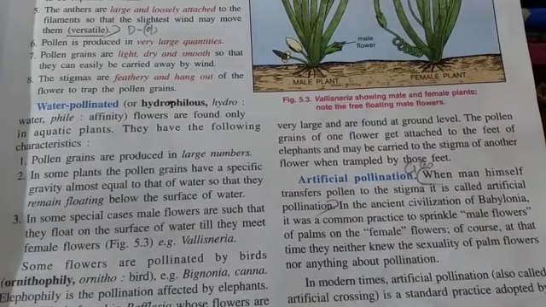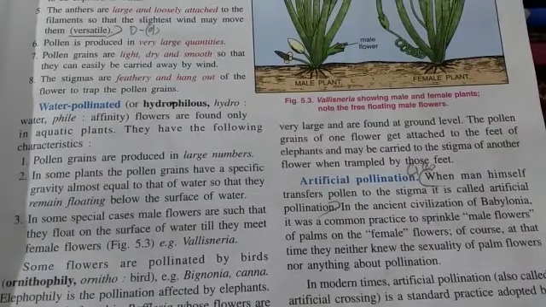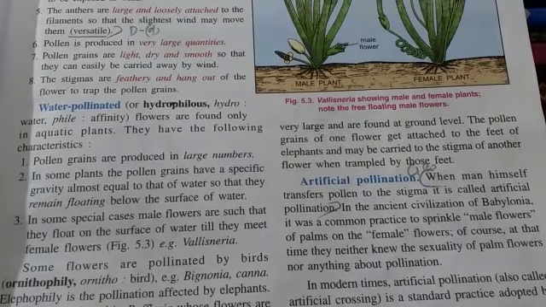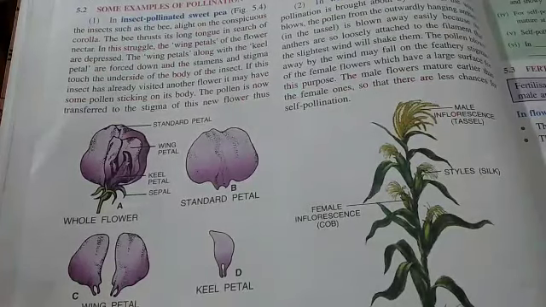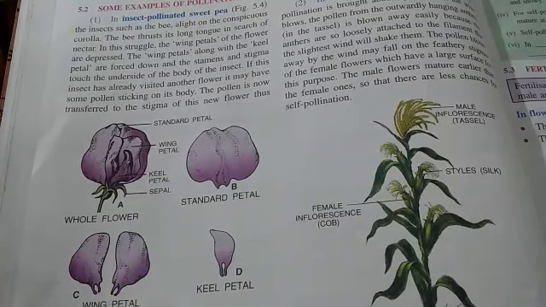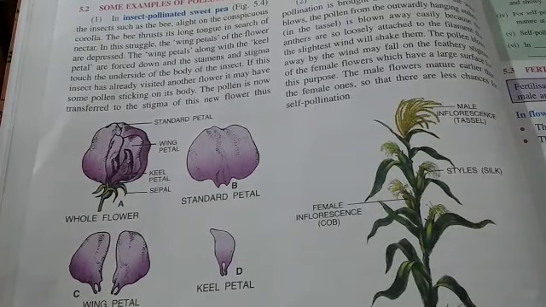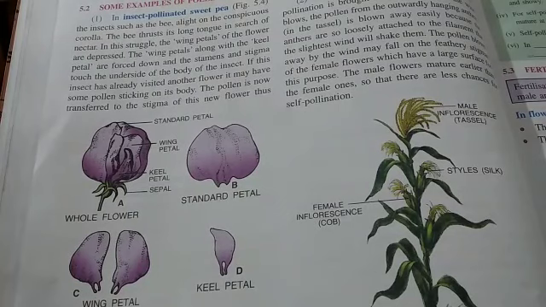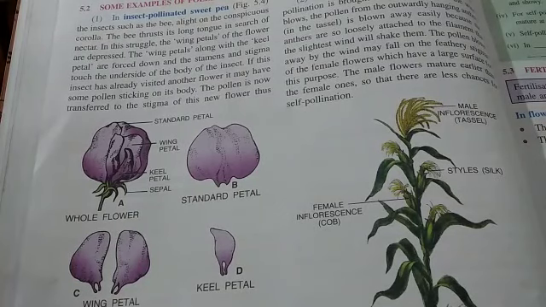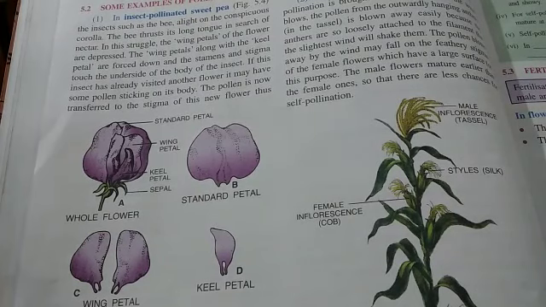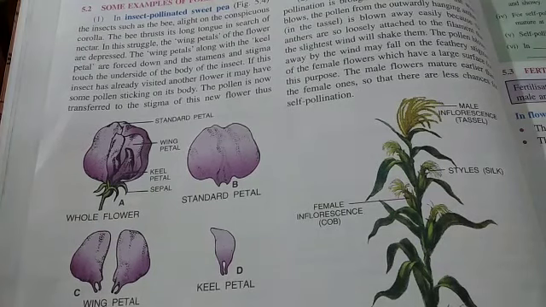Now we come to examples of wind pollinated and insect pollinated flowers. But before the examples, for artificial pollination, some terms are there: emasculation, bagging, etc. In artificial pollination, we select a flower to consider as the female flower, and we collect pollen grains from another flower. Here we are doing artificial cross pollination.